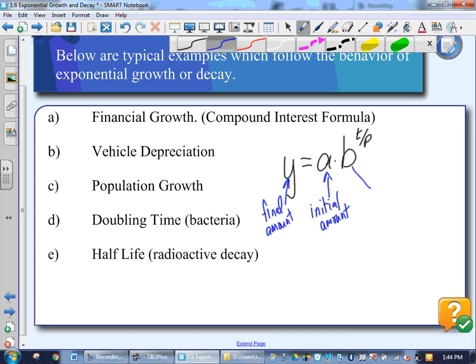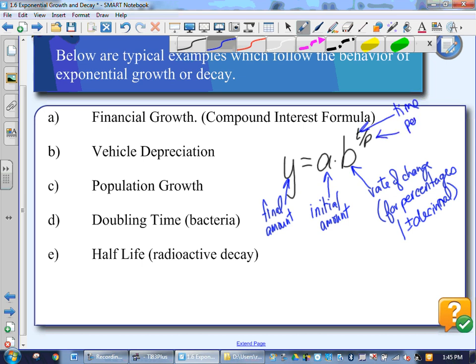B is your rate of change. So if something's doubling, the rate of change is 2. If it's cut in half, then the rate of change is a half. If it is a percentage, then for percentages it is 1 plus or minus the decimal value, and we're going to do some of those here today as well. T represents the time, and P represents the period.